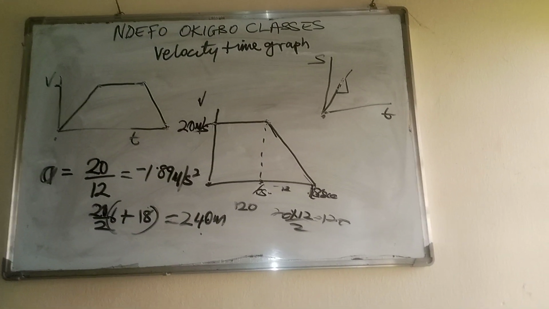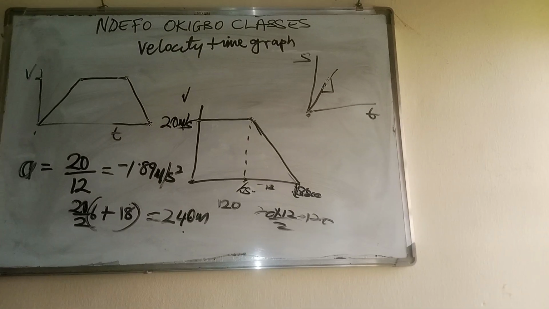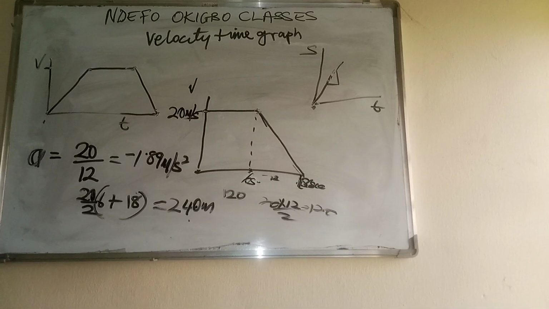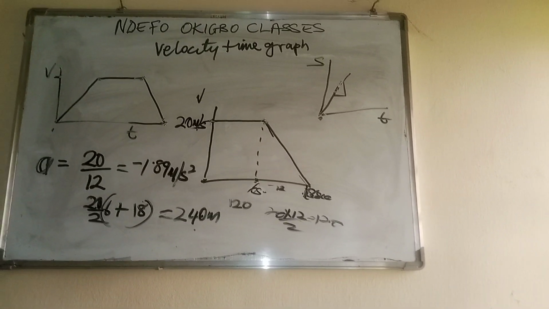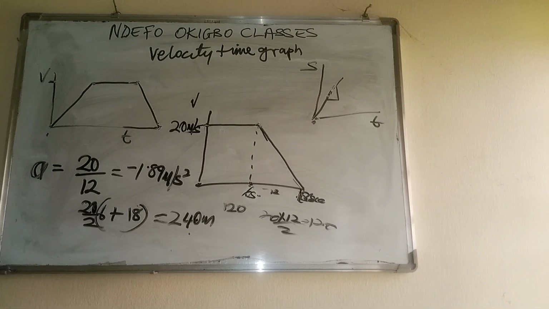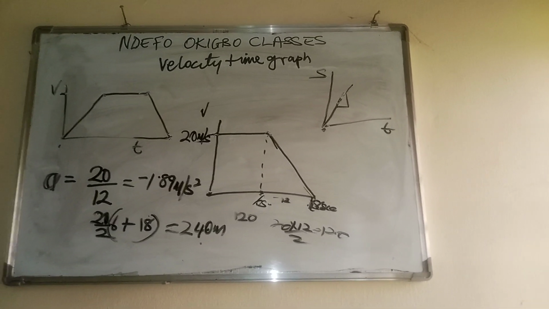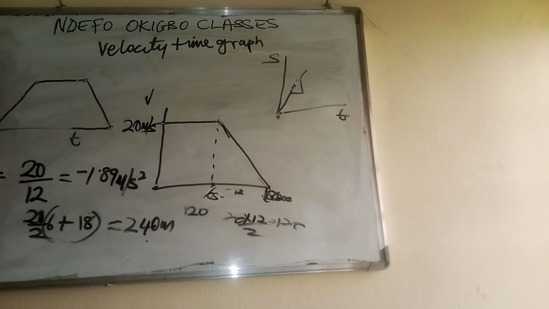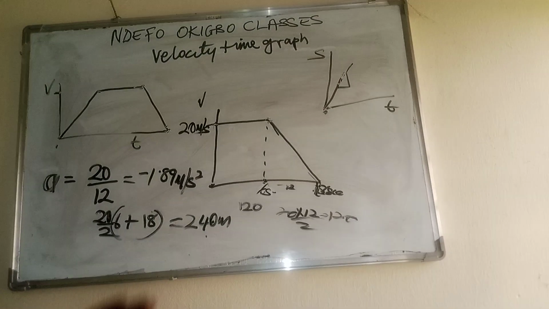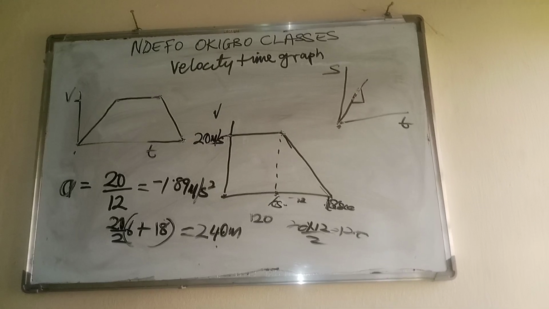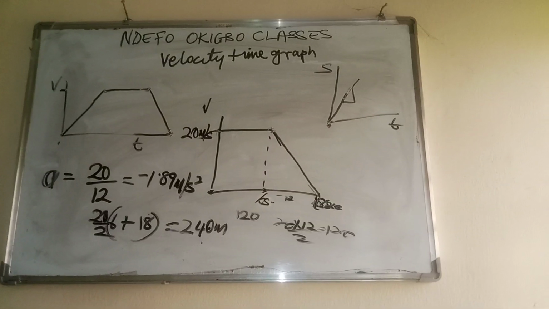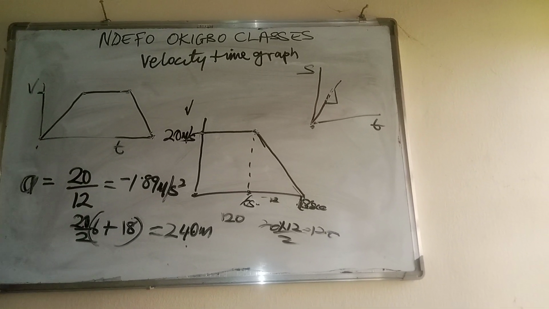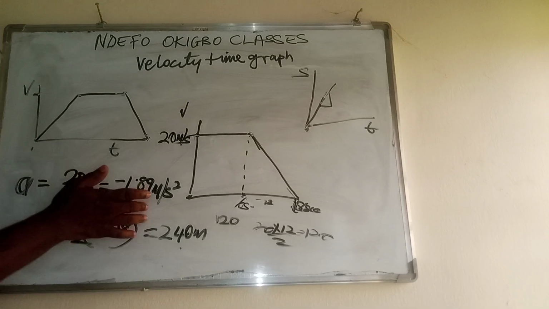So let me say the question now again. A vehicle moves with a uniform velocity of 20 meters per second for 6 seconds, and then retards, decelerating, to rest in the next 12 seconds with a constant retardation. Draw a velocity time graph of this motion and calculate the retardation and the distance traveled by the vehicle. That's what is on the board. We got the distance traveled by the vehicle, we got the retardation.